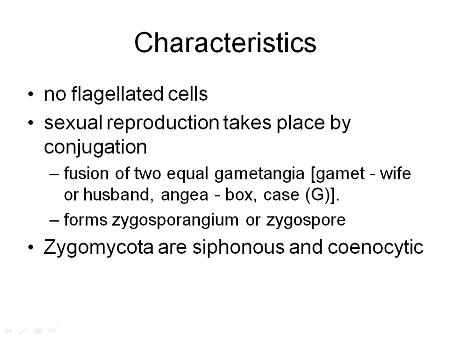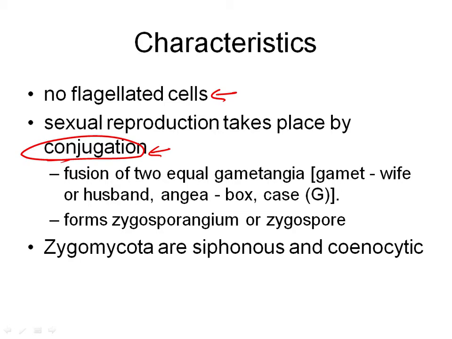Characteristics of the Zygomycota: there are no flagellated cells. Should be no surprise, there's no flagellated cell anywhere in the fungi. So that means we've got to have some kind of reproduction, that cellular sexual reproduction, and in this case, it's going to be by conjugation. So it's going to be conjugation of two. Well, now, what is it, those two things that are going to fuse in this case? And the structure, as we're going to see, is a little strange.